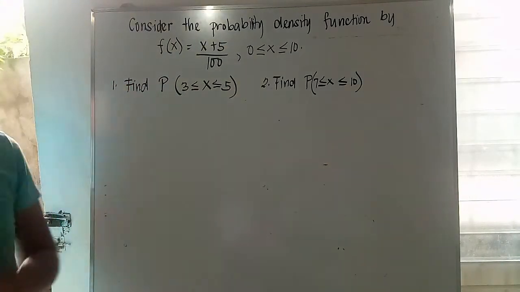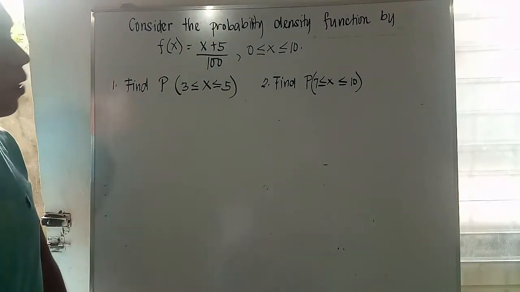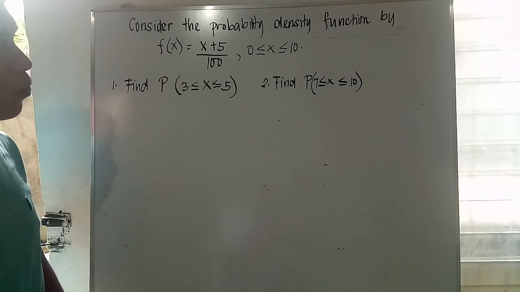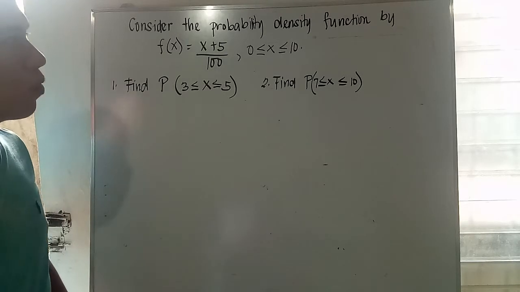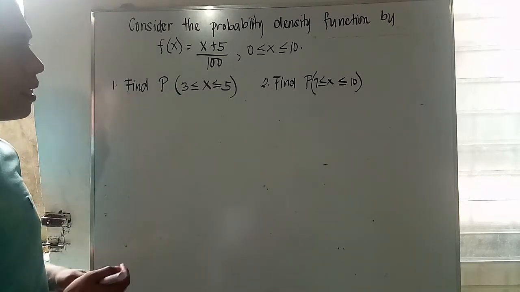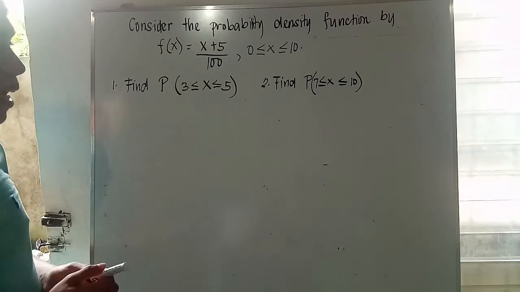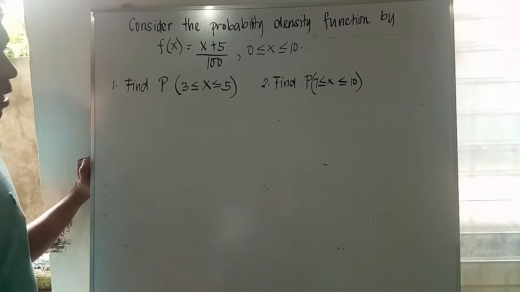Okay, so another exercise. Consider the probability density function f of x equals x plus 5 over 100, wherein x is greater than or equal to 0 but less than or equal to 10. So we will find the probability of x being greater than or equal to 3 but less than or equal to 5.